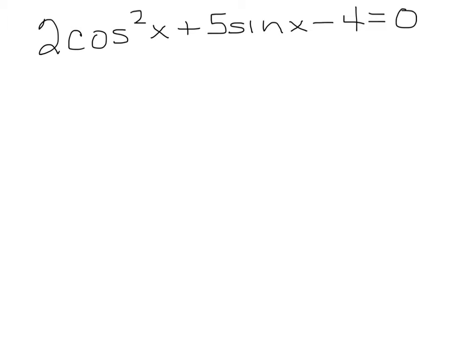Let's solve some trigonometric equations. I look at this one and I realize I have cosines and I have sines in it. I would like to have just one trig function in there. So I'll use the Pythagorean identity to replace cosine squared with 1 minus sine squared.